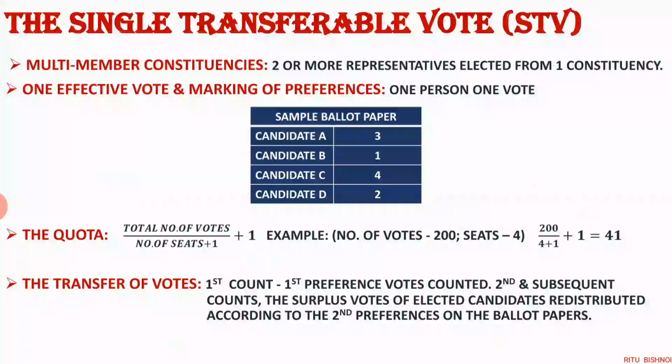And suppose only one candidate gets the required quota, then there would be another counting of votes. The votes given to the winning candidate in excess of the required quota are then transferred to the candidate who was marked number 2 by most of the voters. This transfer goes on till all seats get filled according to the required quota.